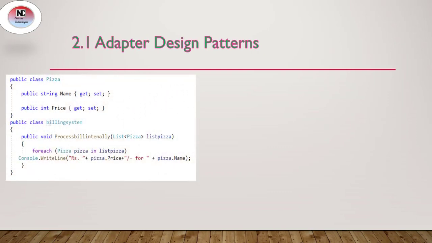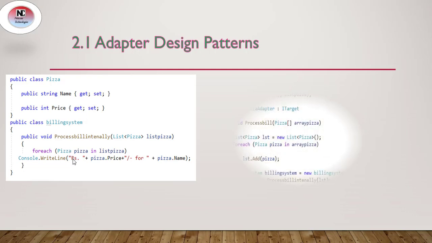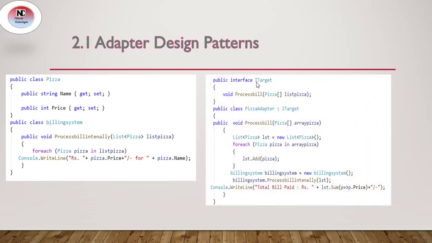Say in adapter I have a class named pizza, which has properties name and price. Then I have created another class, its name is billing system. Billing system has a method process billing, which internally takes the list of pizza and prints the price and name of the list taken from foreach. Secondly, I have created a target interface which has a process bill method which has a list of pizza as parameter. Pizza adapter is inheriting ITarget.